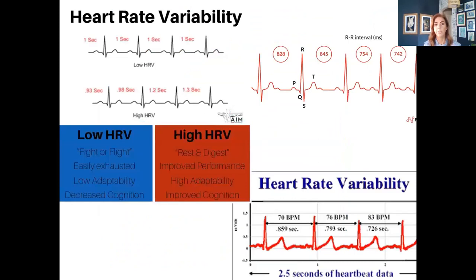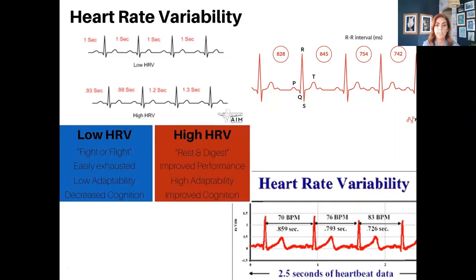So here's where I'm going to talk about the HRV, the heart rate variability. As you can see in this top picture, you have 1 second, 1 second, 1 second, 1 second. And then down at the bottom, you have 0.93, 0.98, 1.2, 1.3. Heart rate variability is established as low or high, depending upon the time difference between each beat. If it's all the same, that means there's low variability, not a lot of change. If it's flexible and it changes, that means there's high variability.